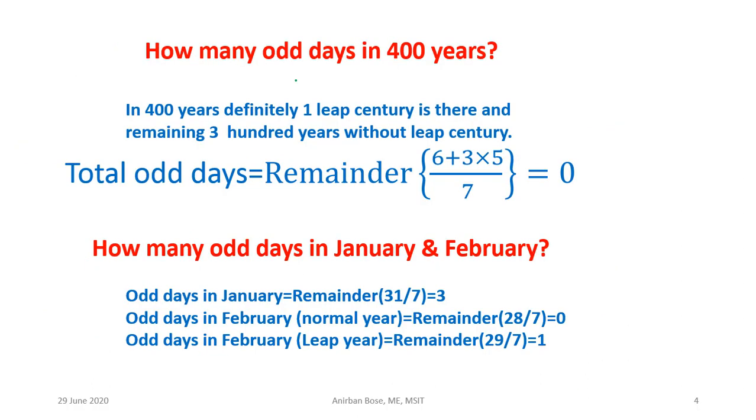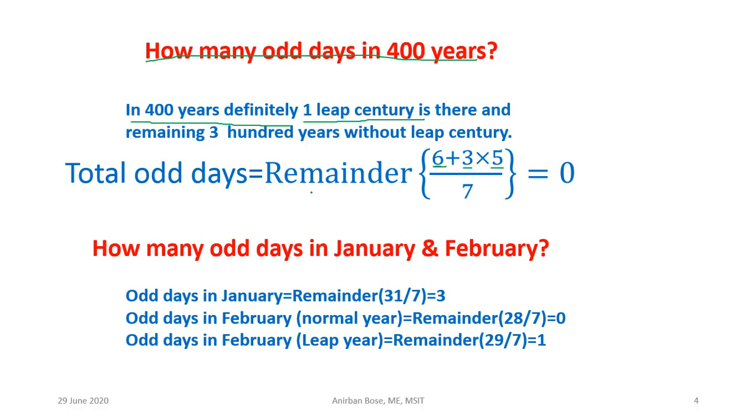So how many odd days are there in 400 years, if we want to find out? In 400 years, however you take it, one leap century must be there, and the other 300 years will not contain a leap century. Therefore, for those 300 years where a leap century is not there, the number of odd days will be 3 into 5, and the 100 years that contain a leap century correspond to 6 odd days. So 6 plus 3 into 5, which is 21, divided by 7.